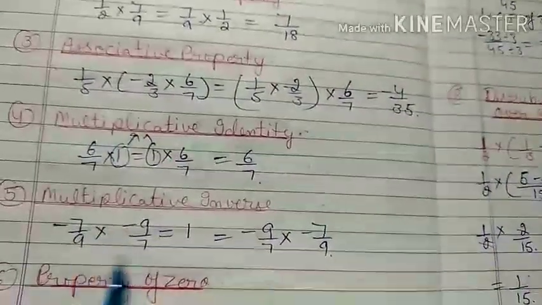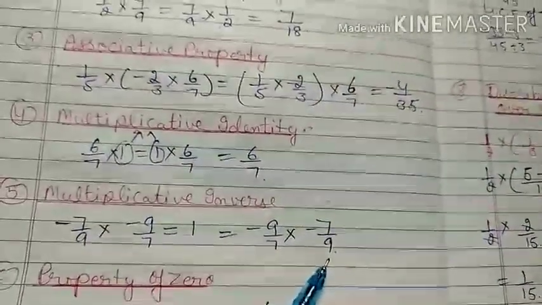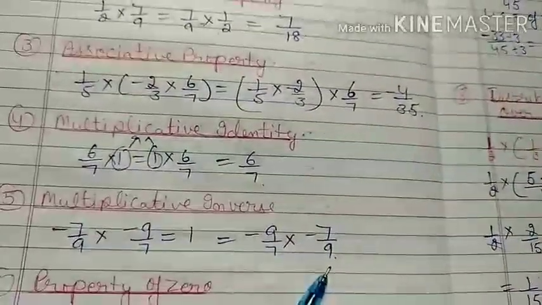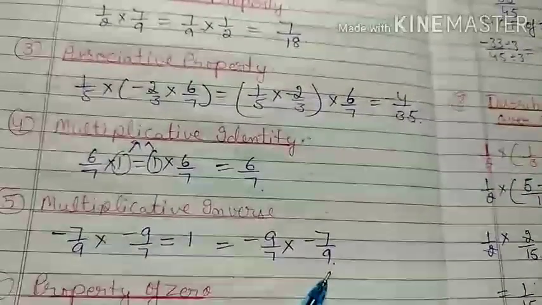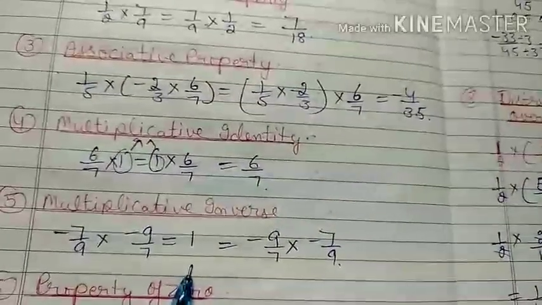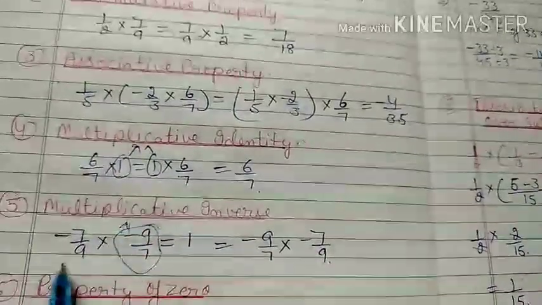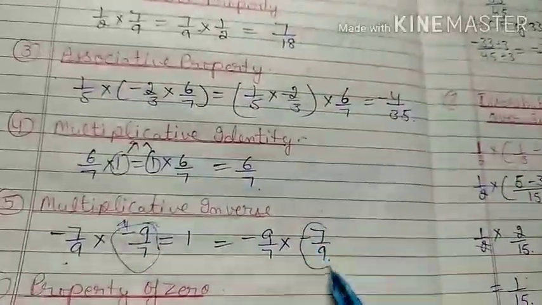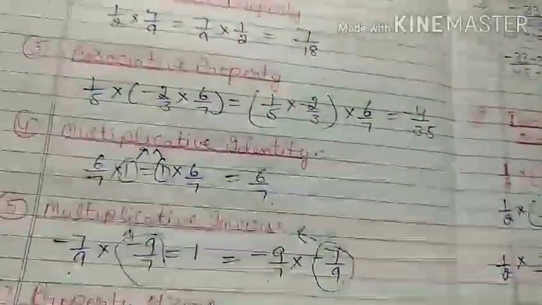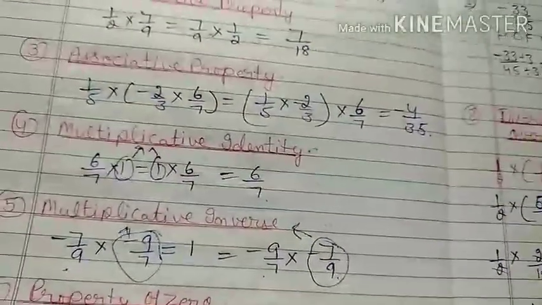In this case, the order doesn't matter for the multiplicative inverse. If you multiply any rational number with its reciprocal, another name for which is multiplicative inverse, your answer will always be 1. Or we can say that minus 9 by 7 is the multiplicative inverse of minus 7 by 9, and minus 7 by 9 is the multiplicative inverse of minus 9 by 7. So both are reciprocal to each other, and both are multiplicative inverse to each other.